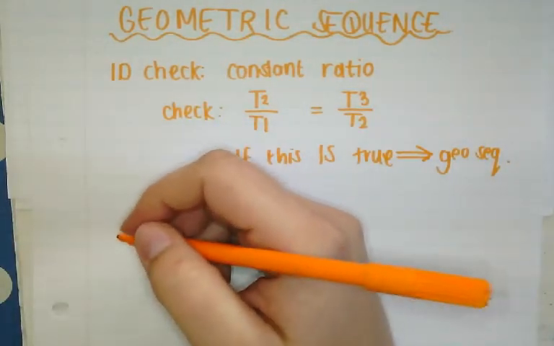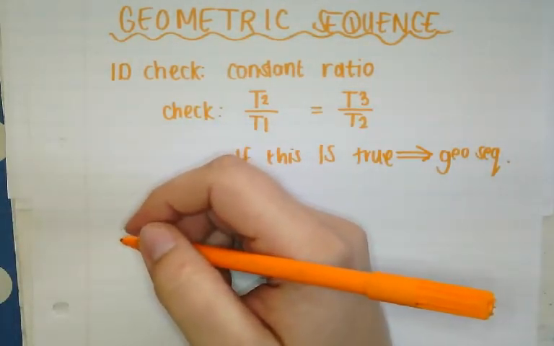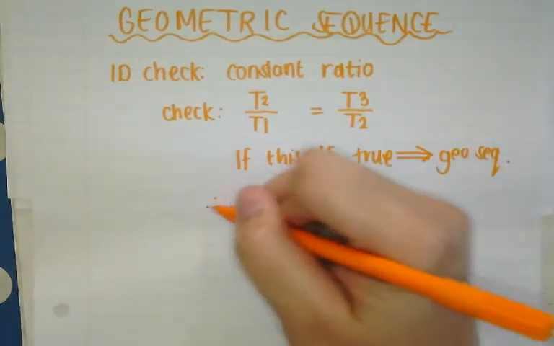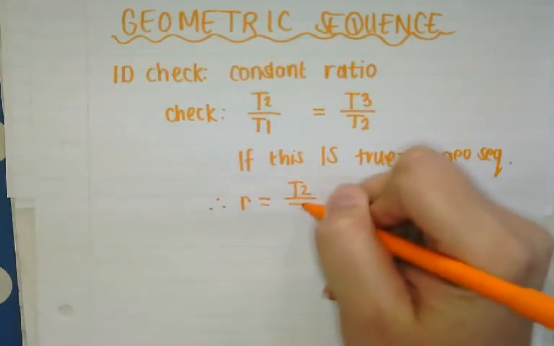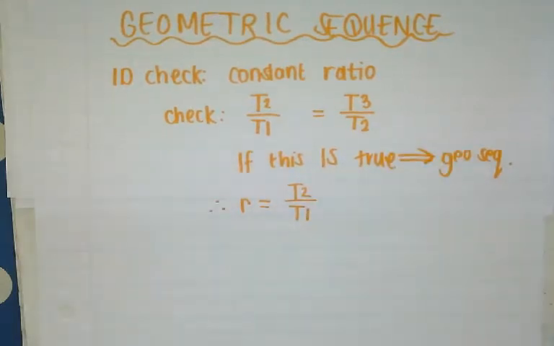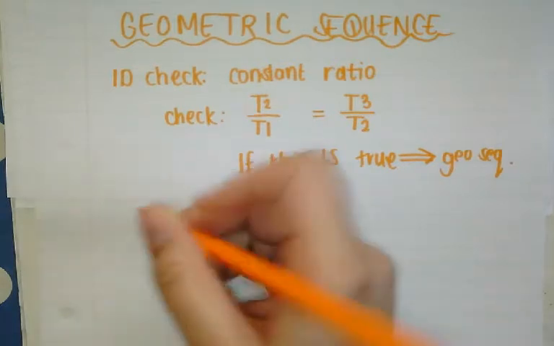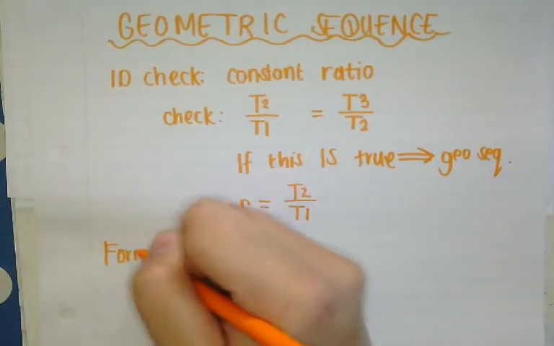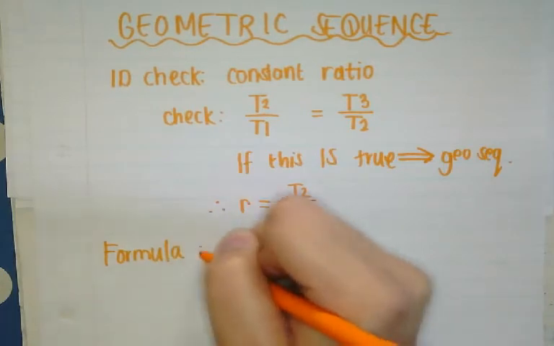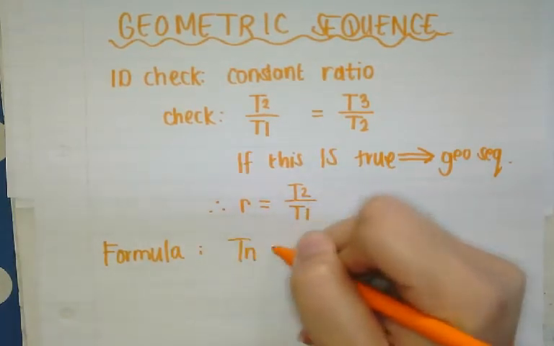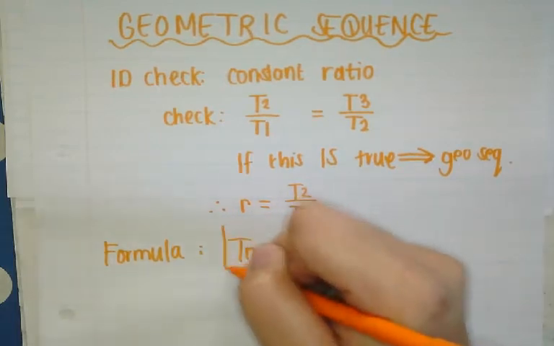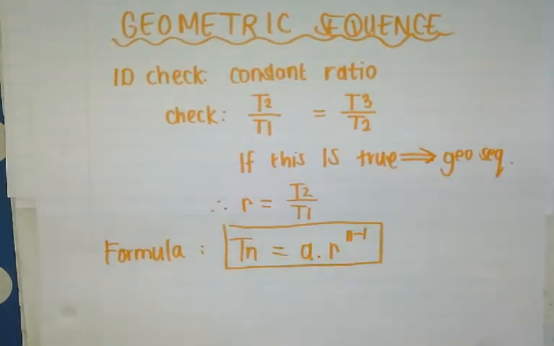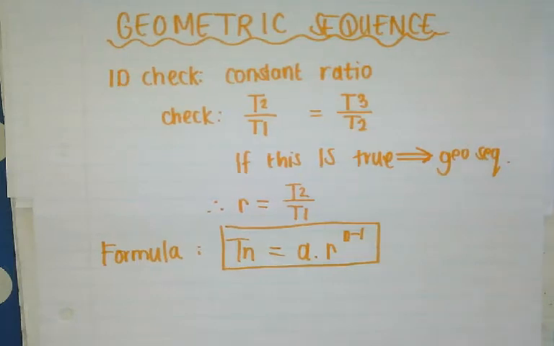If we have a geometric sequence, we therefore have my constant ratio of T2 divided by T1. What do we do with that R? We substitute it into the geometric formula. Once again, in a box because you need to know it off by heart.